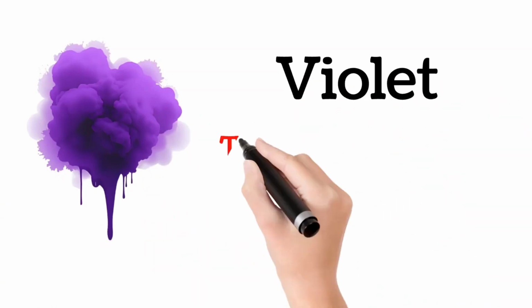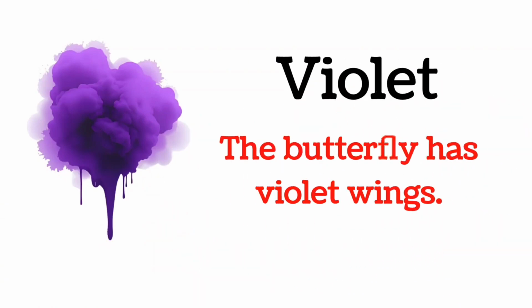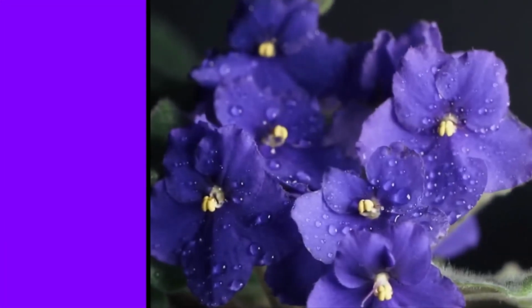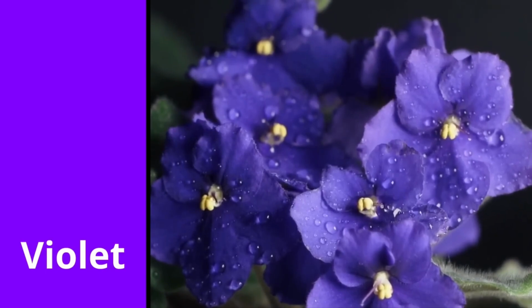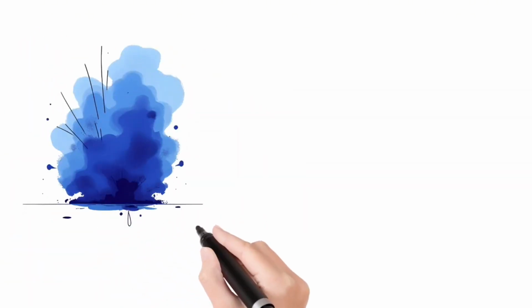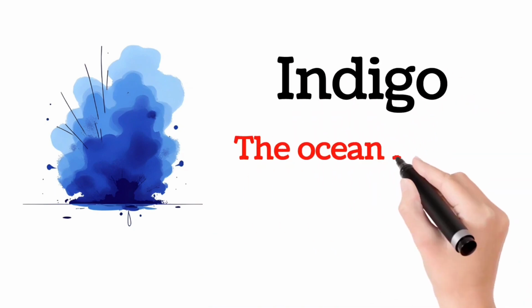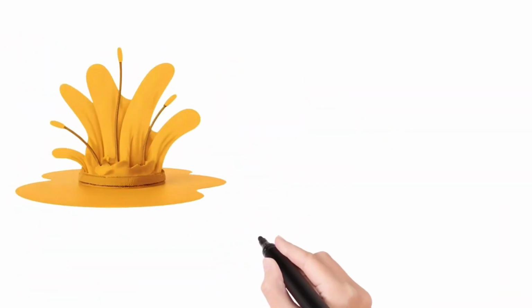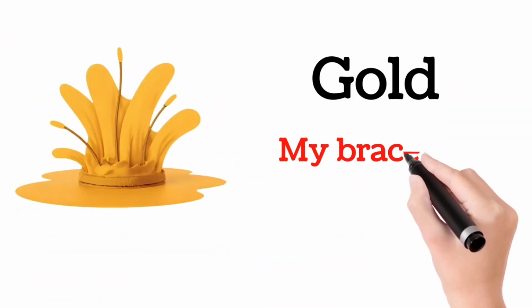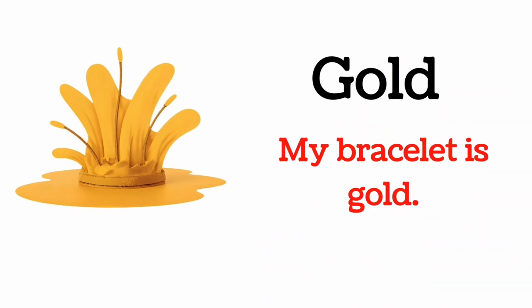Unique shades. Violet. The butterfly has violet wings. Indigo. The ocean looks indigo at night. Gold. My bracelet is gold.